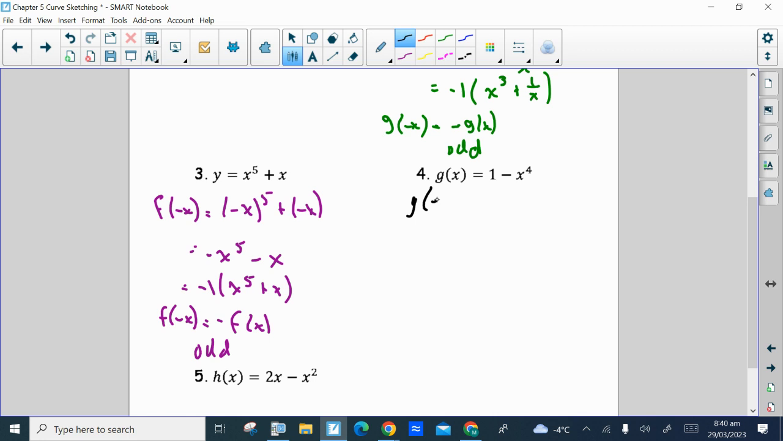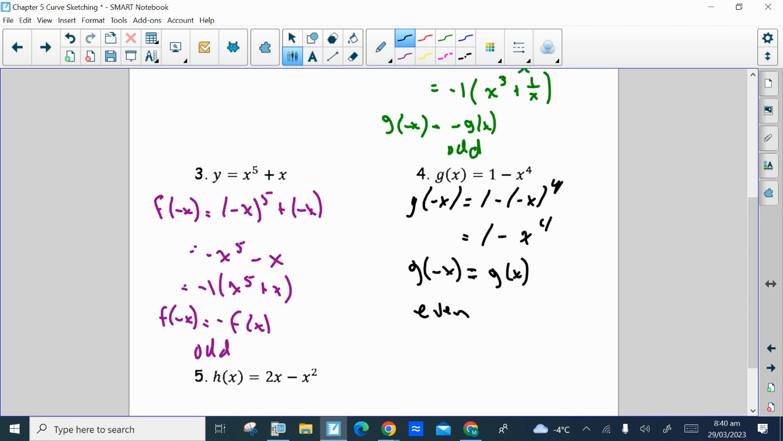Question 4, g at negative x, and you replace x with negative x, and you raise it to an even power. That's going to give you a positive x to the fourth, which is the same as the original. In this case, g at negative x is equal to g at x.